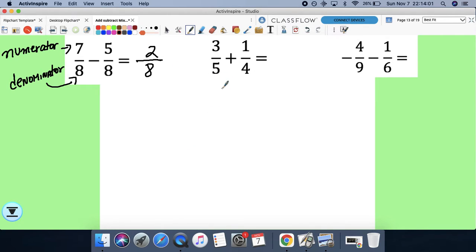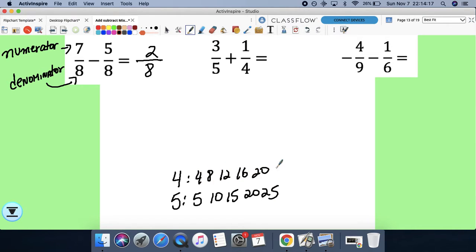This one, they're not the same, so we have to change. Let's look at 5 and let's look at 4. We have to find the common multiple. So we go 5, 10, 15, 20, 25, and 4, 8, 12, 16, 20, 24. We're trying to see if there's a common multiple, and there is. 20 is common to both 5 and 4.